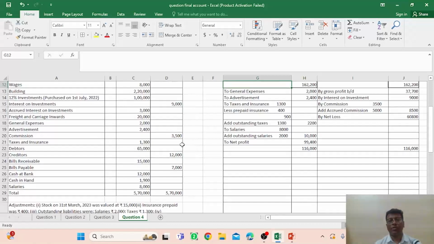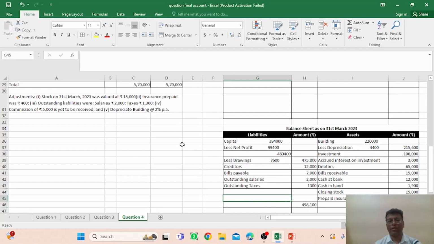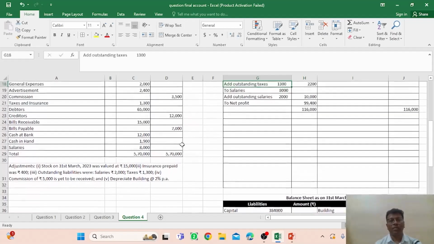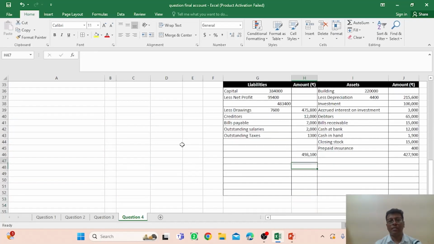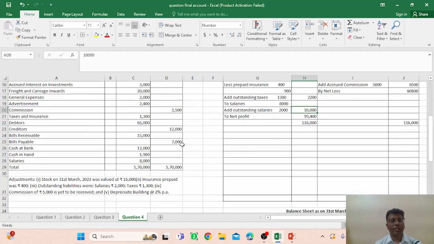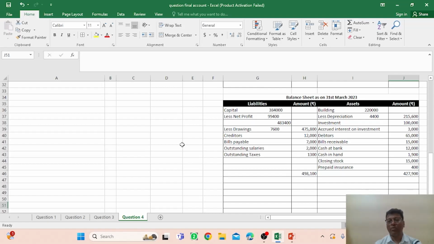Insurance prepaid 400, we have to subtract. So prepaid insurance and find the figure 900, and this particular amount 400 is to be mentioned. Prepaid insurance 400, and outstanding liabilities 2,000. Salaries outstanding 2,000, that is the total 10,000, and this 2,000 figure is here, you can see. And taxes 1,300 outstanding, so the total of this and this one 2,200. Commission 5,000 is to be received, so we have to add this accrued commission 5,000, 8,500 again in the outer column, and 5,000 to be received. Yes, commission is to be received.